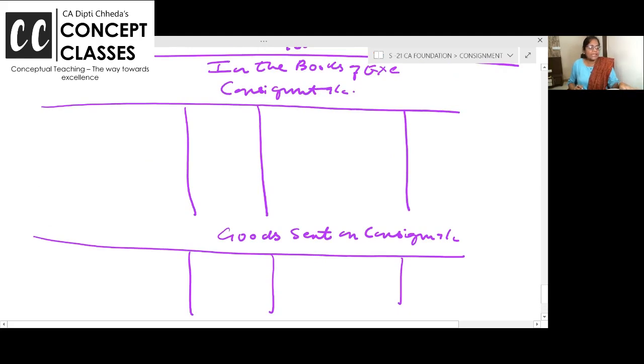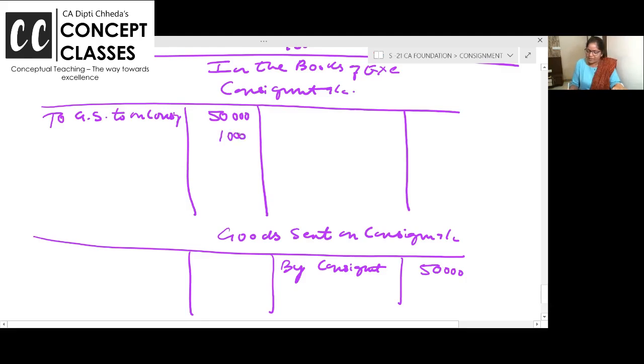Chalo. Read the problem a second time carefully with me. EXE sent goods costing 50,000. Consignment account debit to goods sent on consignment account. Journal entry in your mind. Consignment account debit, not to consignee, but to goods sent on consignment. Post here by consignment. Consignment account debit to goods sent on consignment.